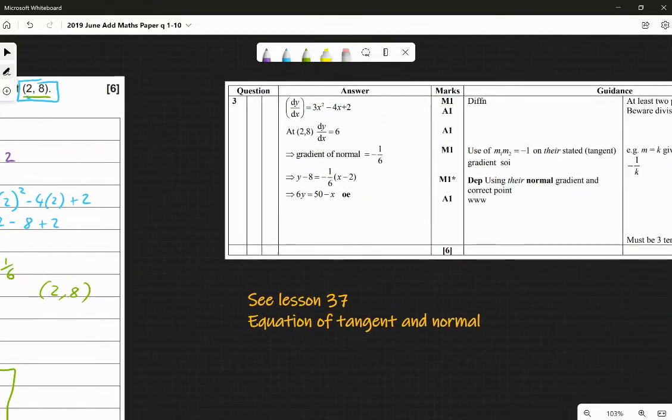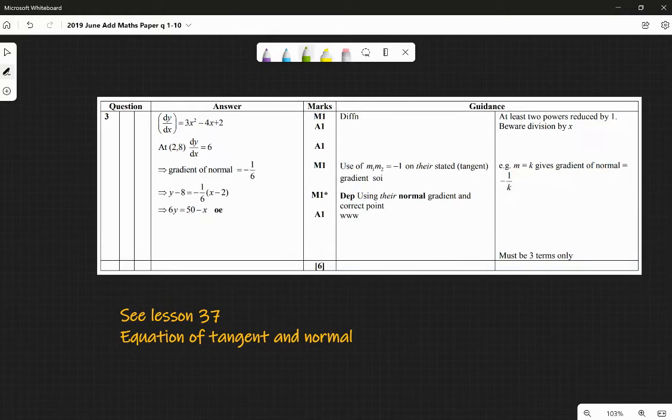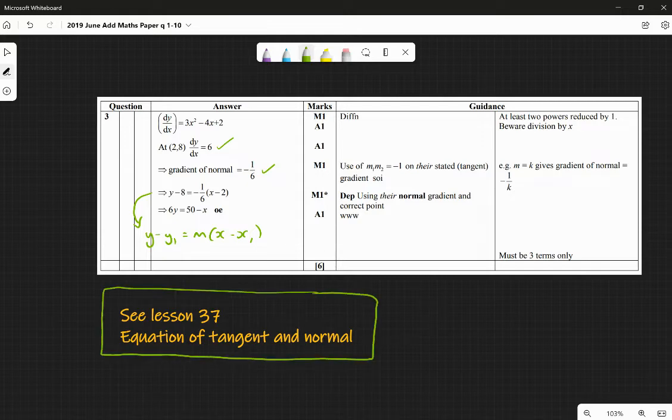Okay, let's have a look at the mark scheme. So here they just ask you to differentiate, plug in the value of 2 to get the gradient of the tangent, then use that to get the gradient of the normal, and then they used a slightly different method. I used y equals mx plus c and then substituted 2, 8 in. They used y minus y1 equals m lots of x minus x1. And if you want more information on that, I think that might be within my lesson 37. It's up to you which method you use. Okay, so if you need more practice on this, go and see lesson 37 on equations of tangents and normals.